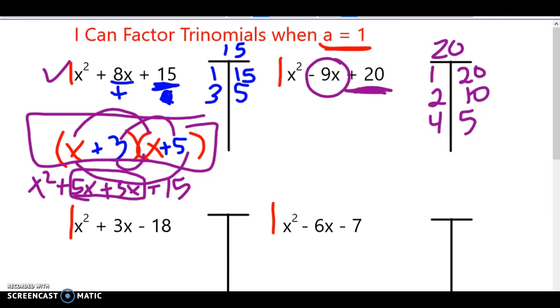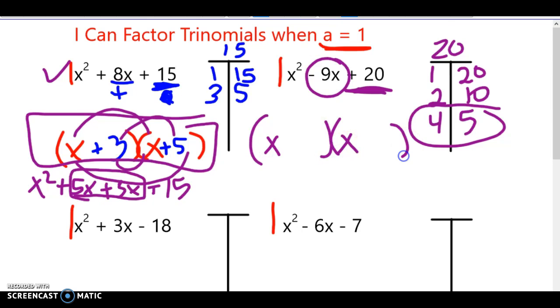If you ever get stuck, I find it super helpful to list the factors. So I've got to figure out which of those, when I multiply to 20, gives me 9. Well, it's 4 and 5. So x times x gives me that x squared. And so now I know it's going to be 4 and 5. However, do you notice when you add them together, it gives you negative 9?